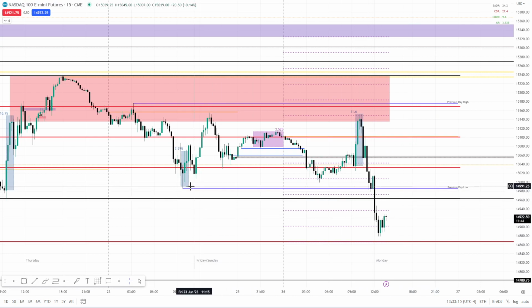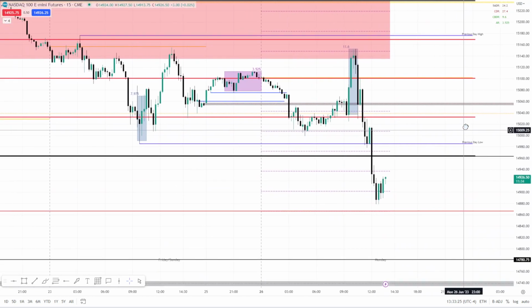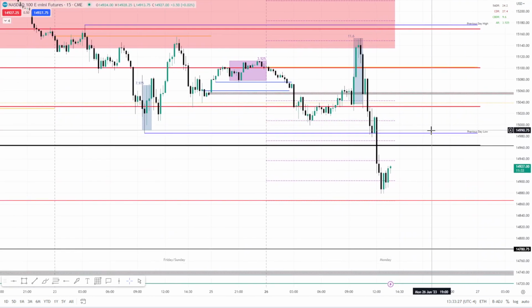15-minute again. We looked at it on the 5, but a 15-minute order block. So just more confluence on all the time frames of what we would like to see price do.